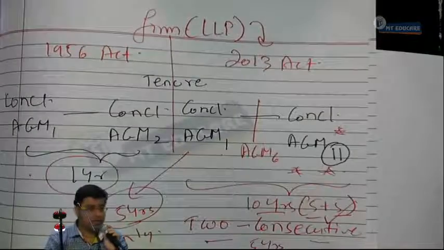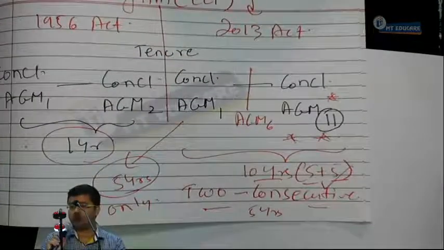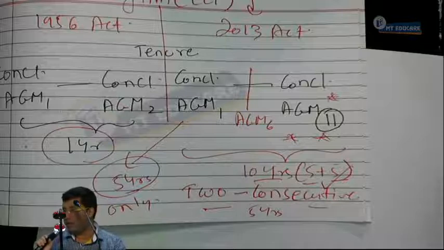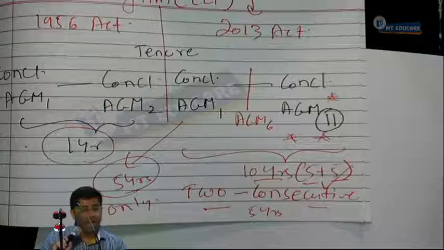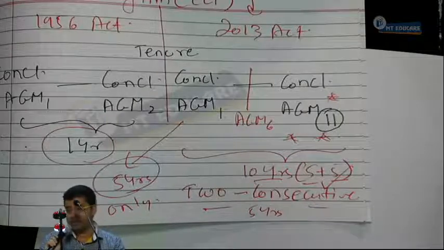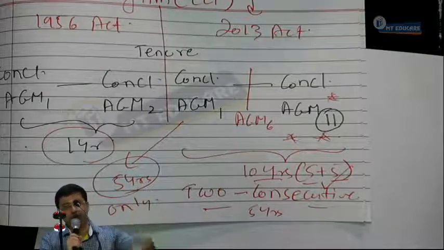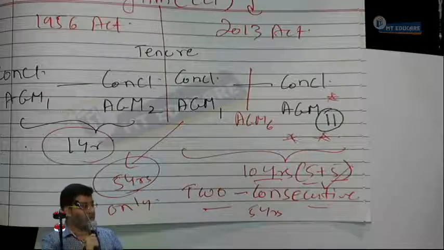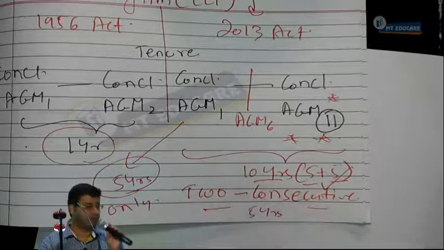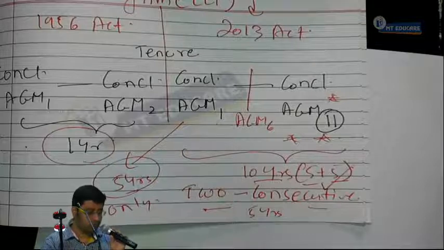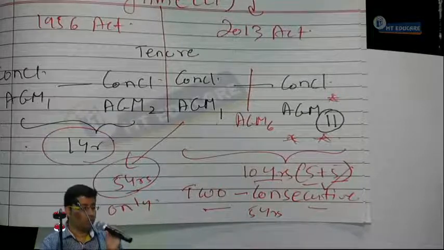10 years will be calculated as a period of 2 consecutive 5 years. Very important point. 2 consecutive 5 years.